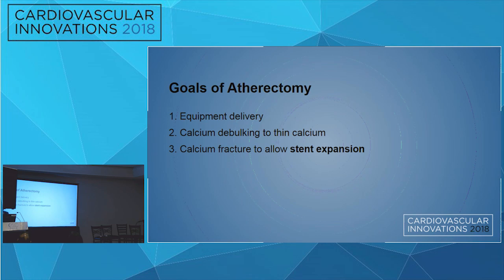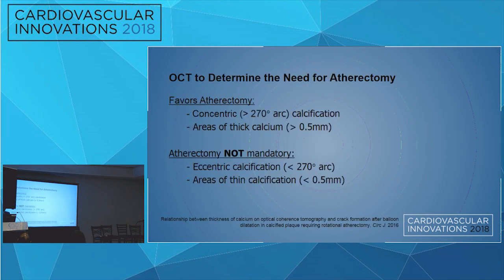The goals of atherectomy are equipment delivery, calcium debulking, and calcium fracture, allowing stent expansion. We often use OCT prior to any atherectomy case to identify where the significant calcifications are and to figure out the best approach. We often use this treatment approach: if there's concentric calcification, meaning greater than a 270-degree arc, we go to atherectomy. But oftentimes we're able to avoid atherectomy if the calcification is eccentric and not concentric, and it often changes our management.